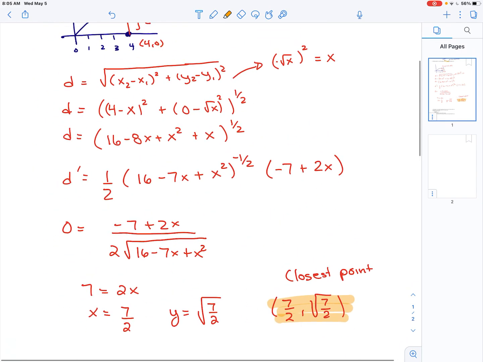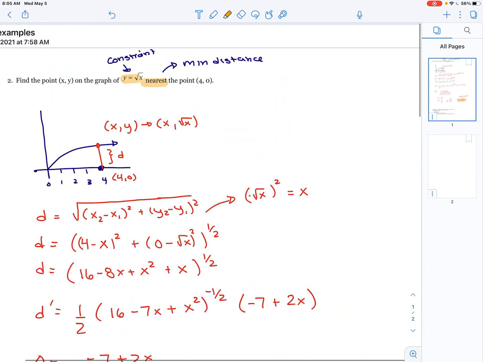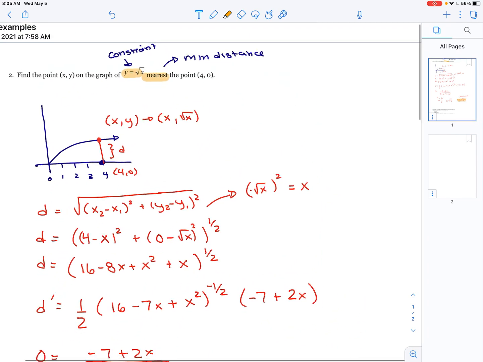Okay, so hopefully I didn't make any mistakes in there. And hopefully you could follow that. So that's an optimization example.